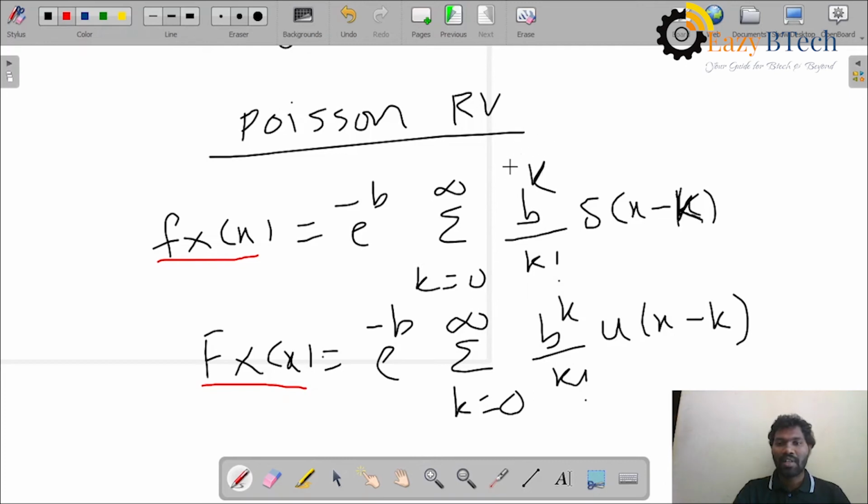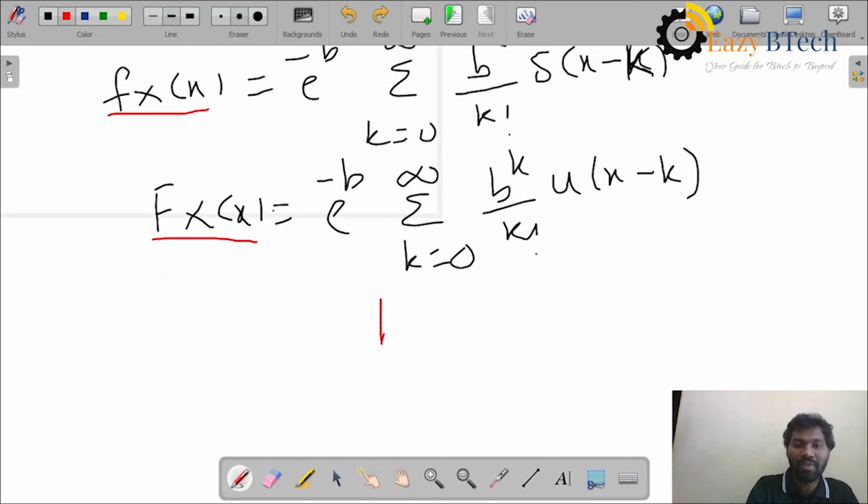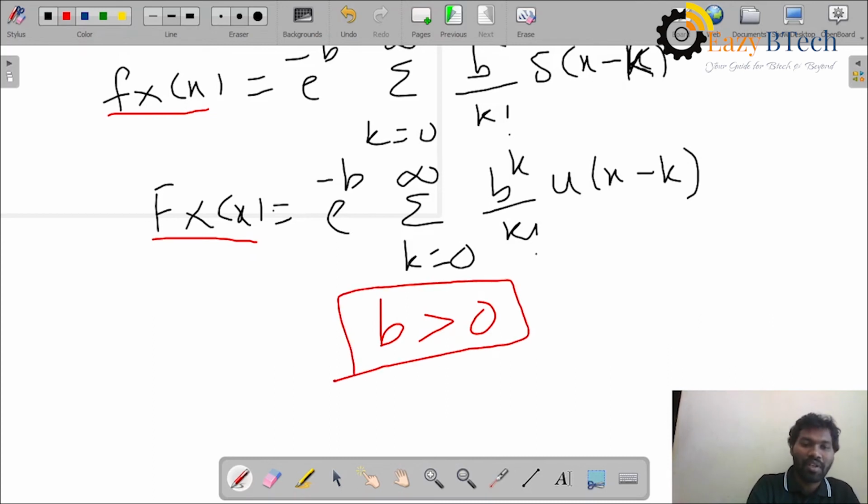As the summation comes in, there is no continuous shape for this random variable. If you see the binomial random variable also, there is no shape. I don't draw any shape for the binomial random variable. In the same way, for the Poisson random variable also, there is no particular shape. The shape depends on the given variables, so here the variable is very important. The important variable is b, which is always greater than 0.